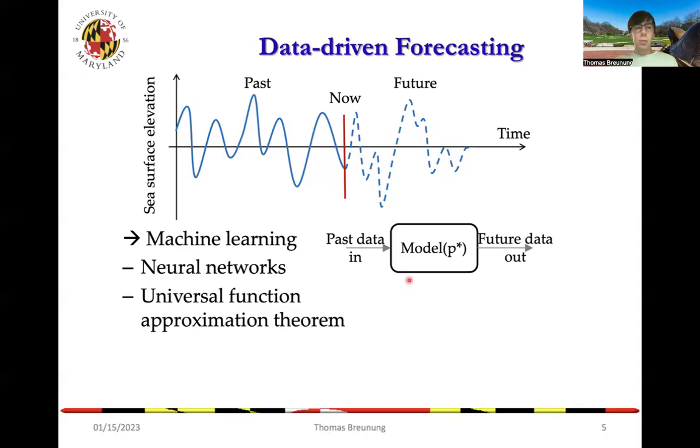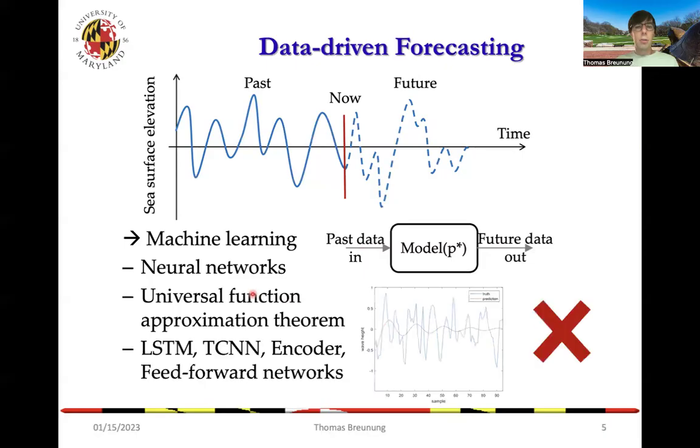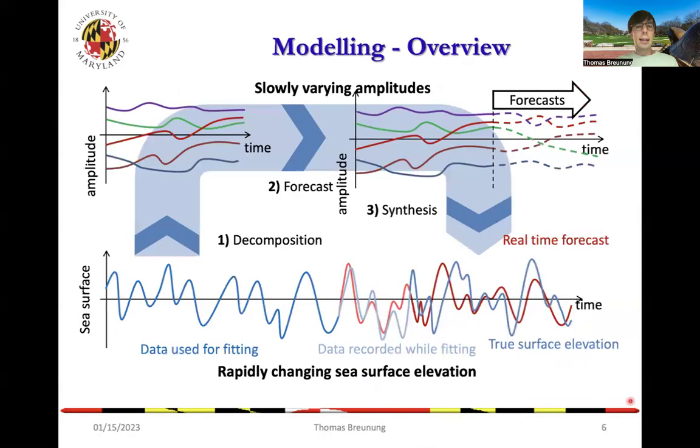So why not use one of these well-developed neural network approaches? We tried, for example, LSTM networks, temporal convolutional neural networks, encoder feed-forward networks, and also transformer networks. But for all these models, we see that the forecasts quickly deteriorate and are useless after a few seconds. So we had to do a little more work, and I'm going to give you an overview now in the next slide.